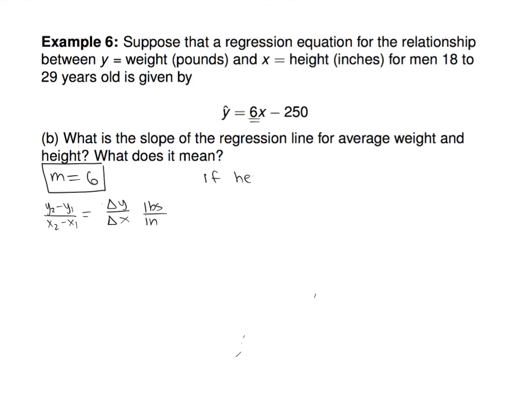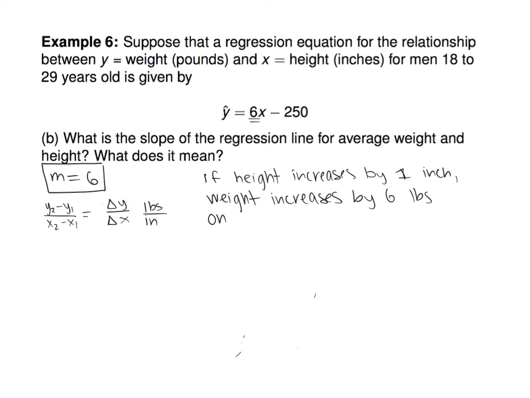if height increases by 1 inch, that's the delta x change, weight increases by 6 pounds on average for men in this age group.